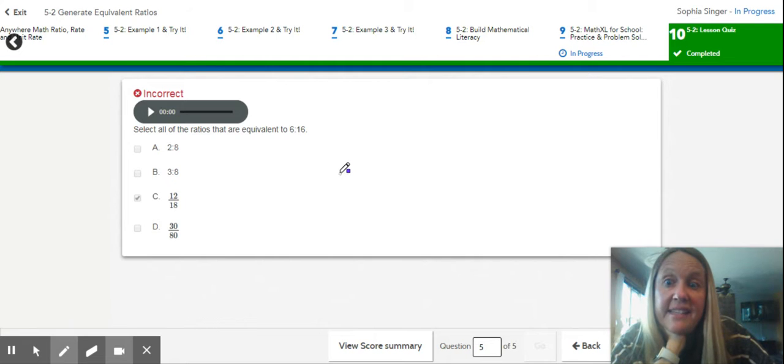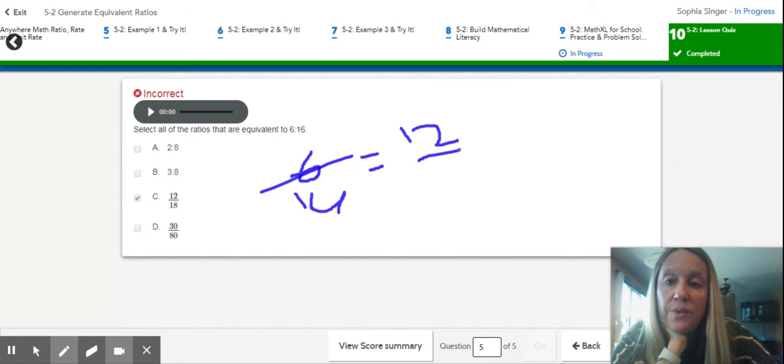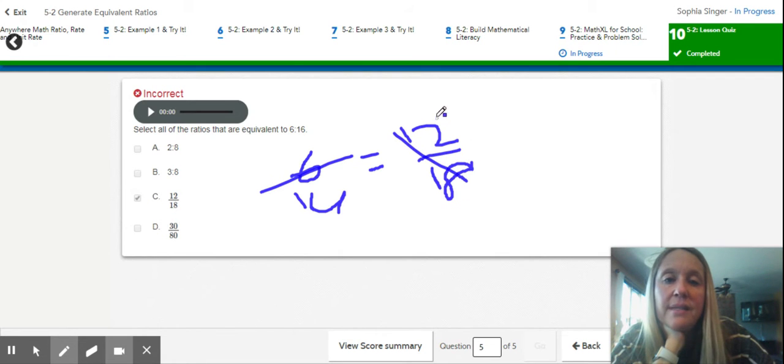This one, you just had to select all that apply. So we have 6 to 16. All right, so you said 12 to 18. How can I get from 6 to 12? I can times 2. How can I get from 16 to 18? Not times 2. That one doesn't work.